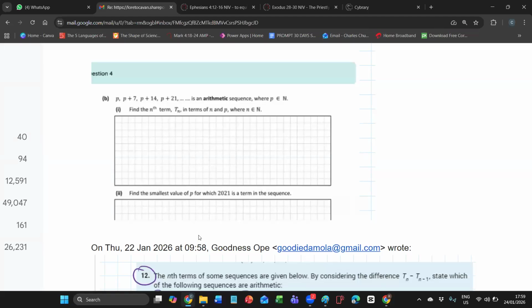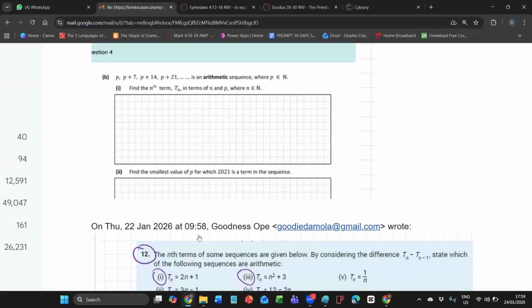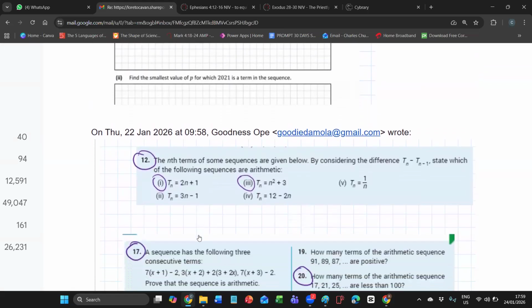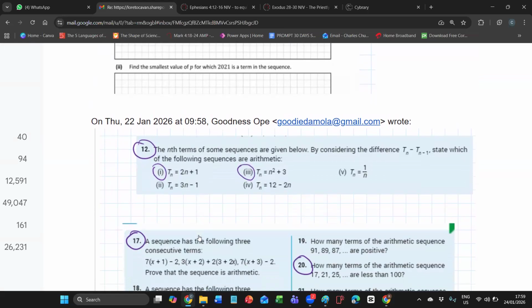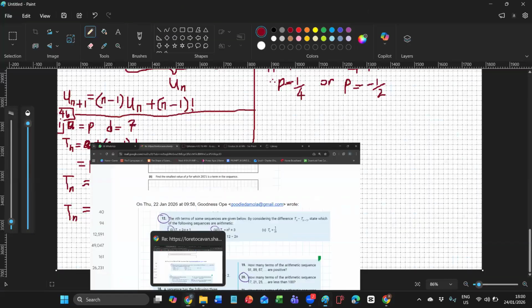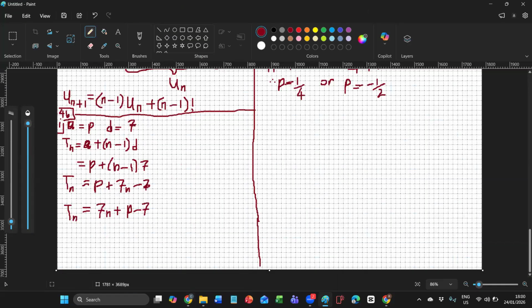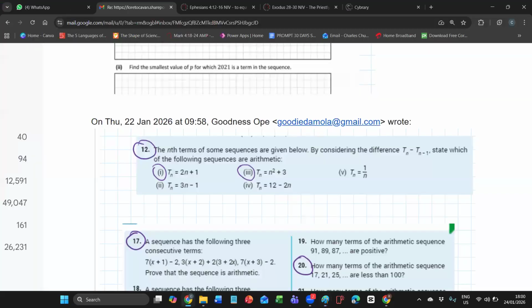It now says find the smallest value of P. So this is an extension of the one we just did. Find the smallest value of P for which 2021 is a term in the sequence, the smallest value. So that means most likely I'm going to be coming up with two values. All right, so that's our job, to find the smallest value of P for which 2021 is a term in the sequence.